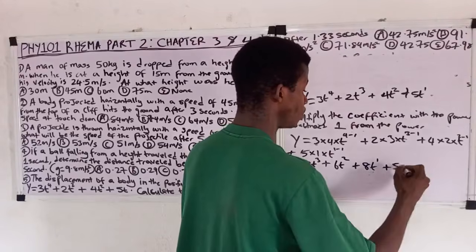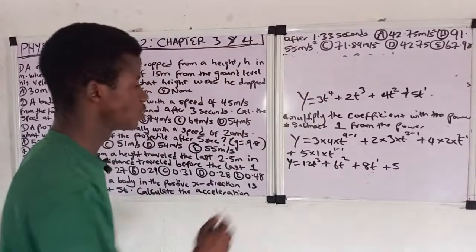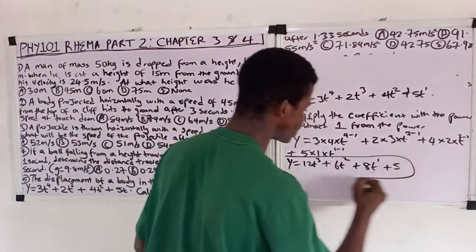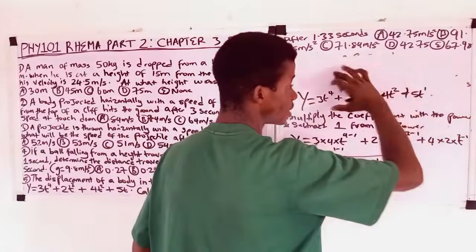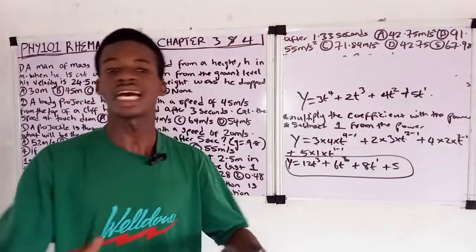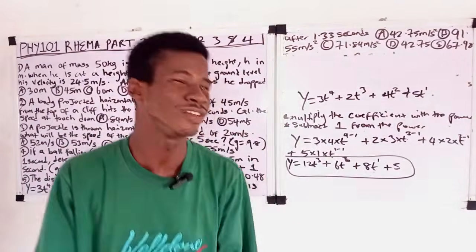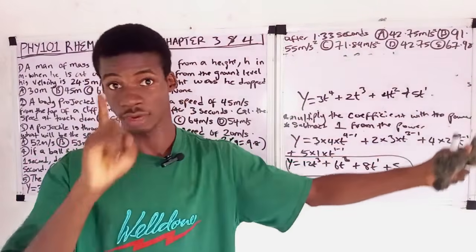Everything will be 1, right? So 5 times 1 will give us 5. Yes, so we have successfully differentiated this. We differentiated this using the power rule, right? So this is it. Now, if for example they say calculate the velocity, how many times have we differentiated? Just once, right?